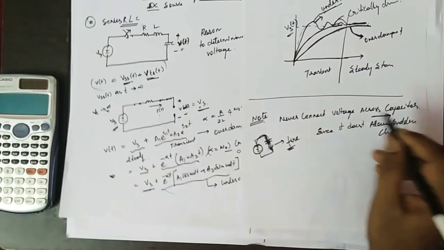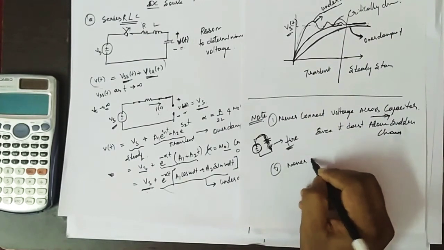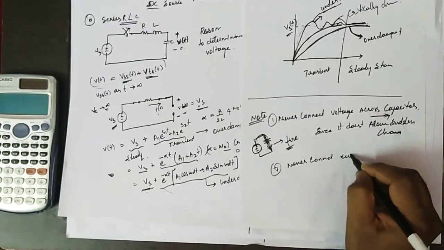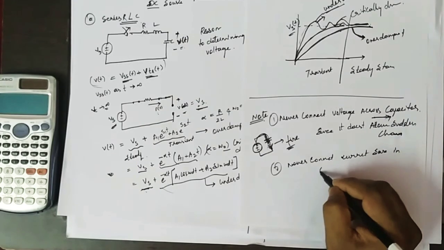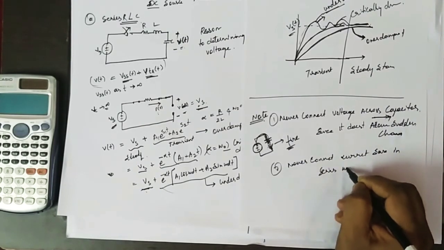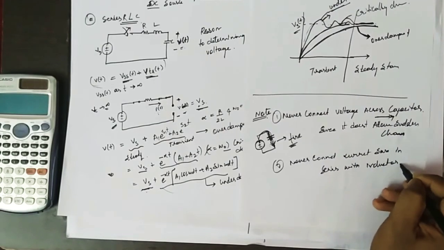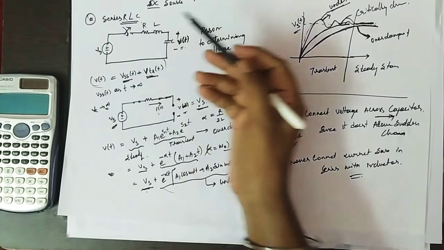The contradiction of that is, never connect a current source in series with an inductor. So we are not connecting a current source in series with an inductor.